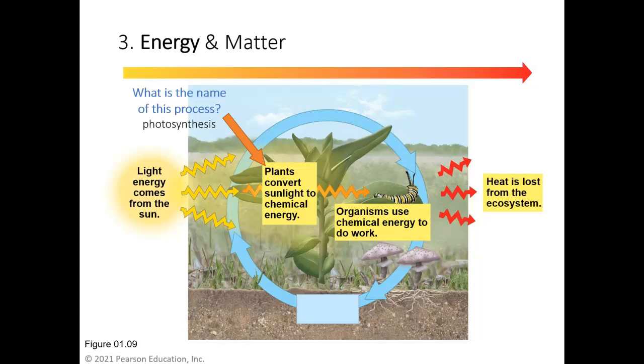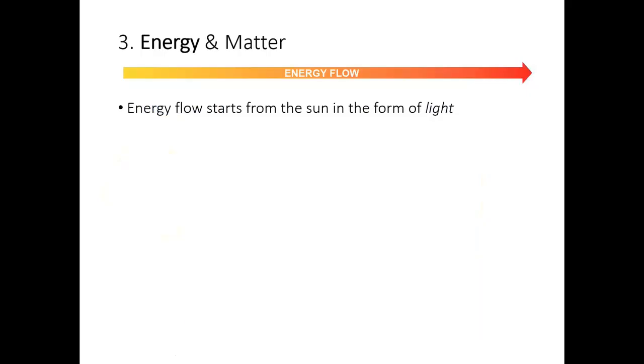When you go for a run, you use sugar that you ate to contract your muscles and make them move. But you probably also notice that your body starts to heat up when you run. The heat coming off of your body is a type of energy, and it's also the end of the road in this diagram. The things to know are energy flow starts from the sun in the form of sunlight.